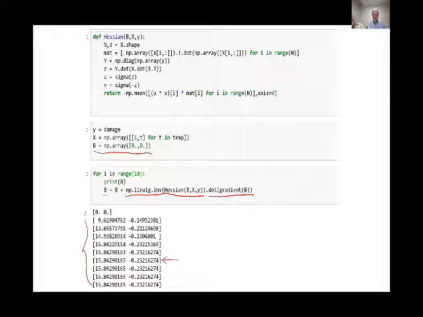But it's a little harder to compute, right? Because you need this second order information, these double derivatives. So it takes a little longer to compute.